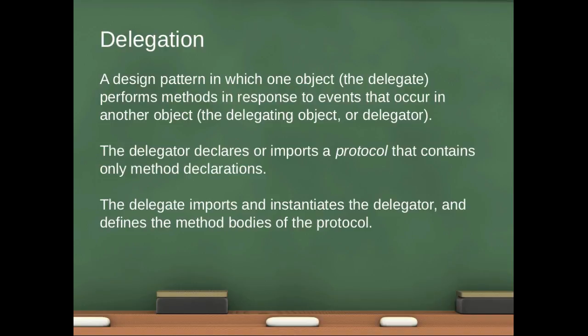And then the delegate class imports and instantiates the delegator. By the fact of importing it, it also gets that protocol. Then it defines the method bodies that are in that protocol. So the delegator is asking the delegate to perform methods in response to some kind of event that happened, and it doesn't care how the delegate performs those methods. The delegate defines the way that the methods are actually performed.